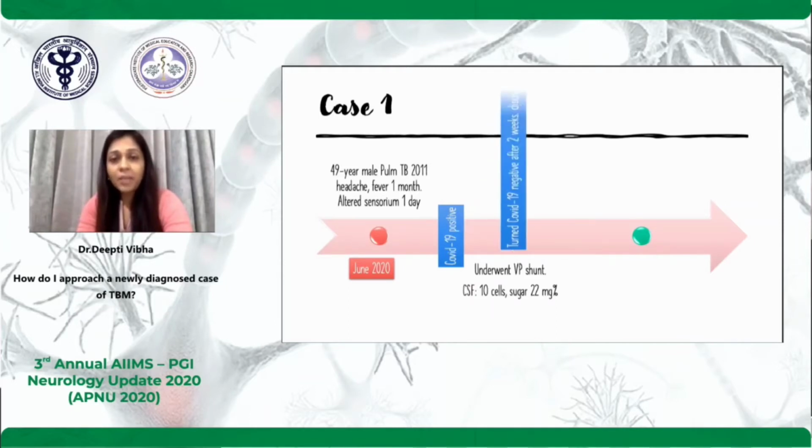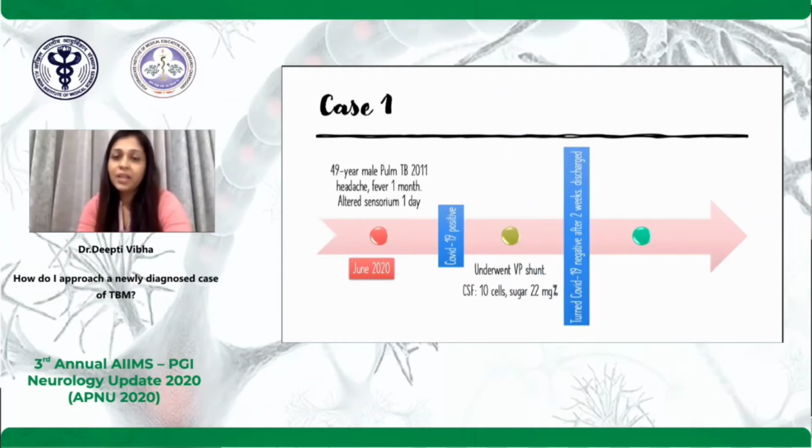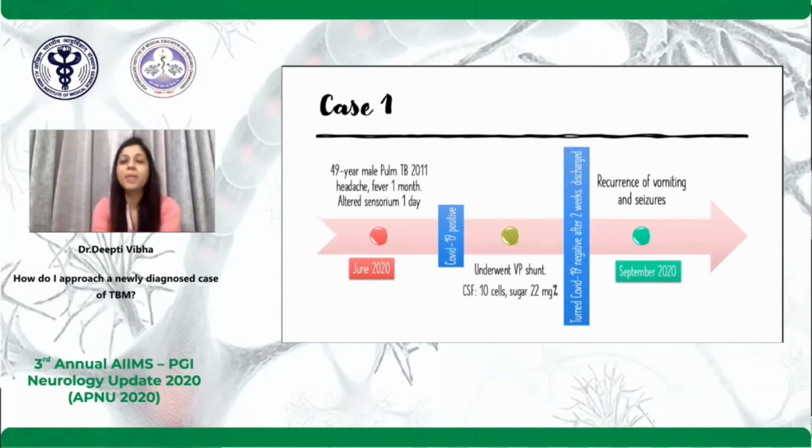Now the story becomes a little more murky when he was nicely discharged. He improved and he turned COVID negative after that. And then he was discharged, but he came back to us. Now this time he was COVID negative, but he had worsening of symptoms and recurrence of vomiting and seizures. And this is like June. So he underwent a VP shunt in end of June. And then after 2 months, he came with worsening.